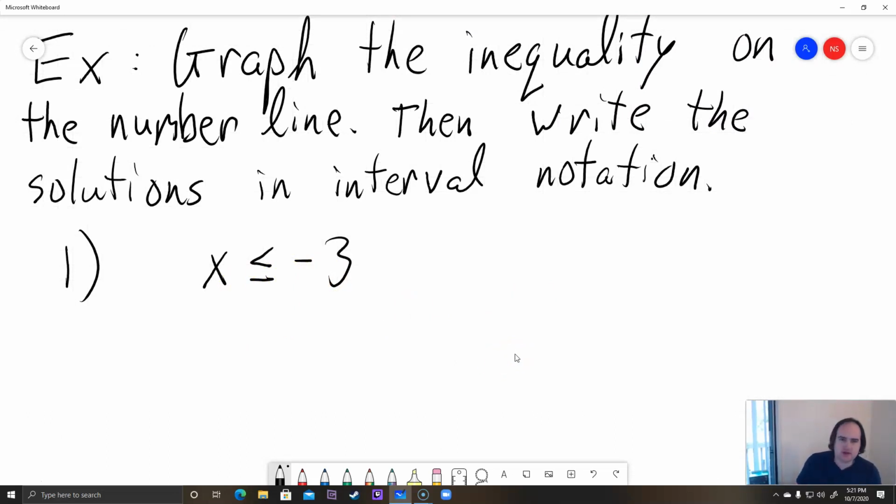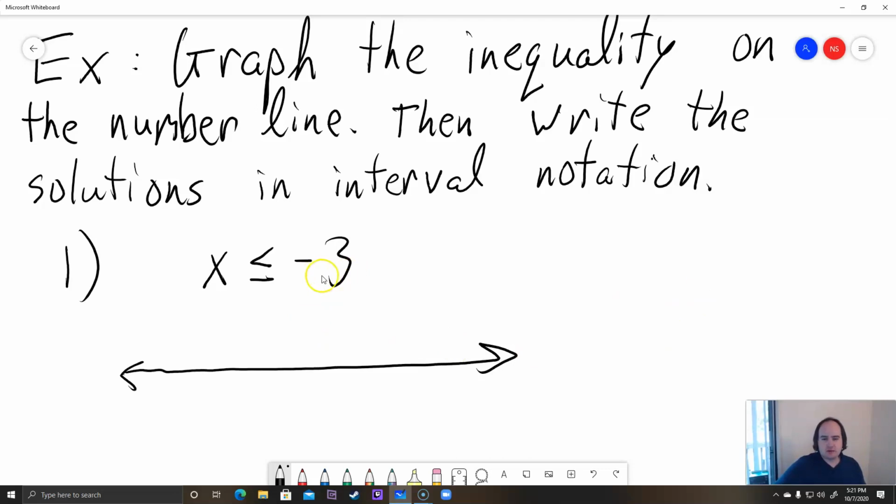So this one is saying x is less than or equal to -3. They want us to graph first. So using a number line, you sketch a number line and then you sketch the number that they gave you. Remember, 0 is in the middle of the number line, and negative numbers are to the left of 0. So here -3 would be over here somewhere: -1, -2, -3.